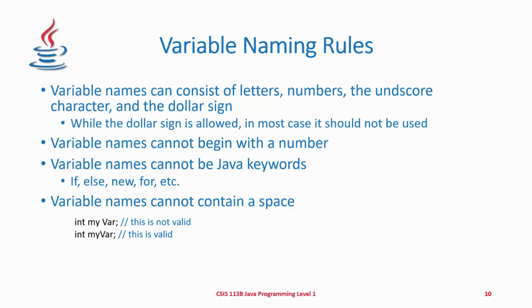Also, when you're creating a variable name, you can't use an existing Java keyword. That makes sense. You'd have a conflict with regards to the compiler. It wouldn't know whether you were referring to the variable or the keyword. So keywords like if, else, new, for, anything that's in the keyword list. If you do a search for Java keywords, you can get a list of all of those.